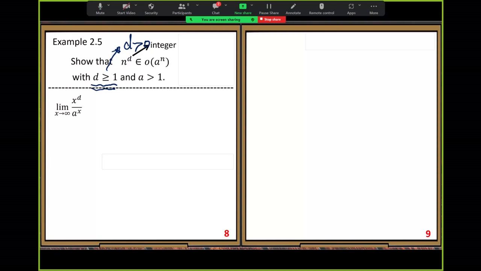Another important point, infinity over infinity indeterminate form. When x goes to infinity, numerator goes to infinity, denominator also goes to infinity. Never forget to check this infinity over infinity indeterminate form.